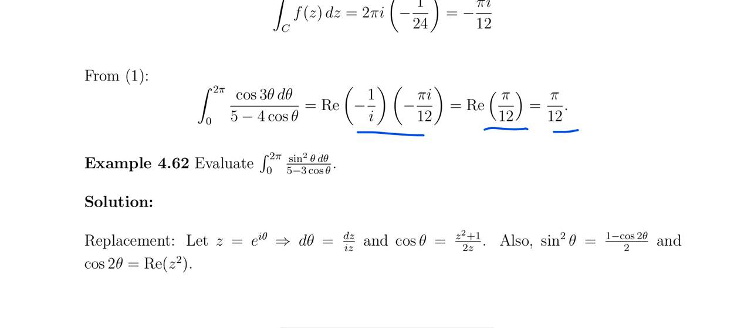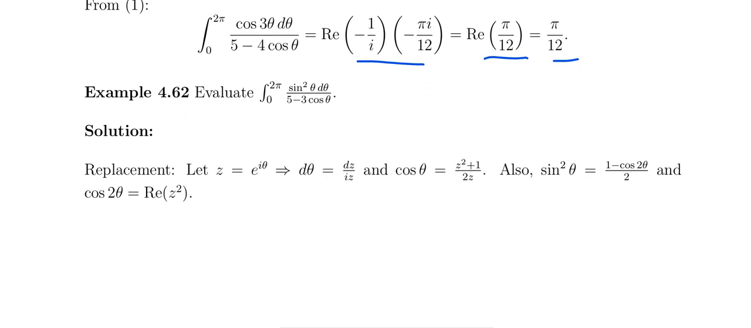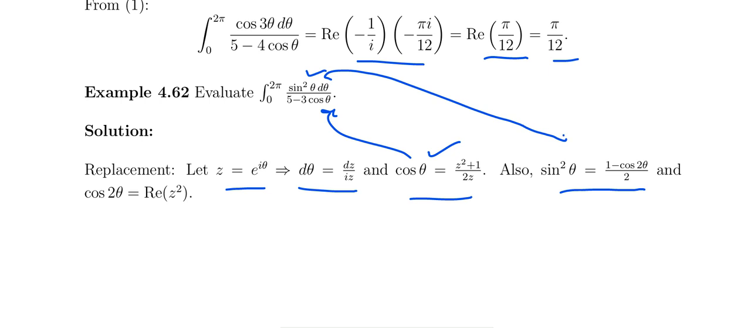So similarly sin square theta has come. sin square theta is 1 minus cos 2 theta whole divided by 2. In the numerator and denominator, as per the usual procedure, cos theta equals z square plus 1 divided by 2z. Then z equals e power i theta, d theta equals dz by iz, and cos theta equals z square plus 1 over 2z for the denominator. For the numerator alone, that is 1 minus cos 2 theta whole divided by 2, and cos 2 theta is the real part of z square.